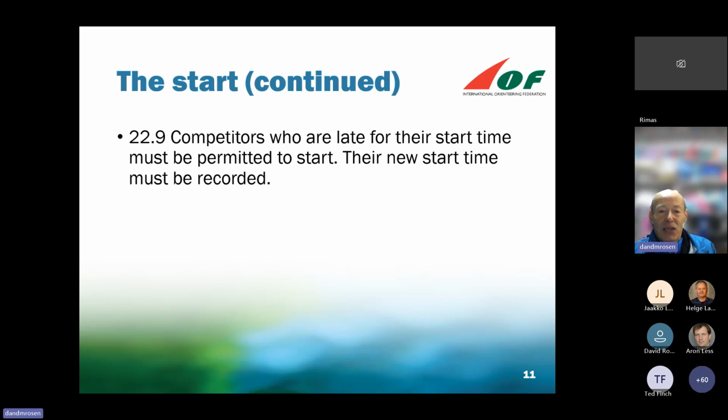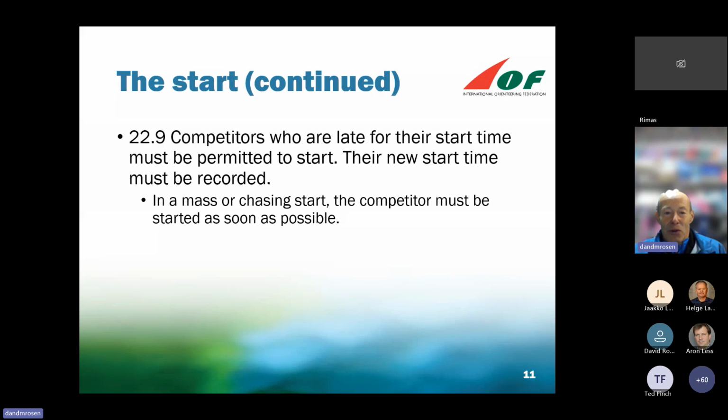Now, competitors who are late for their start time must be permitted to start. Their new start time must be recorded. And one of the jobs for an IOF event advisor is to make sure that the start officials really understand how the late starters are to be handled in a world ranking event. And sometimes, if it's a big event with other classes as well as world ranking event runners, the other classes may be handled differently for late starts compared to the world ranking event starters. So it's often best to have a separate start lane or separate start area for the world ranking competitors with specialized start officials to deal with them.